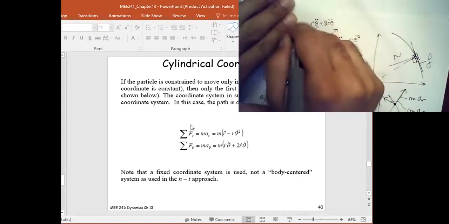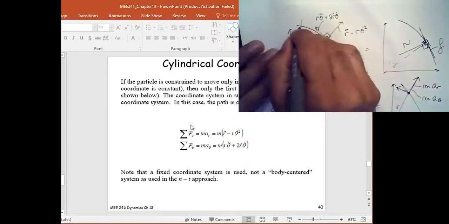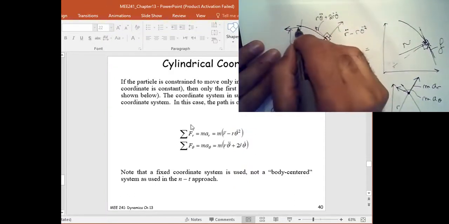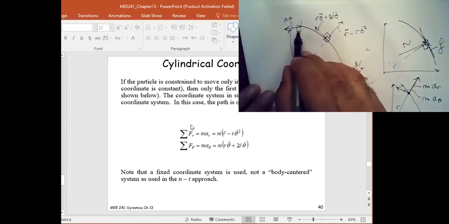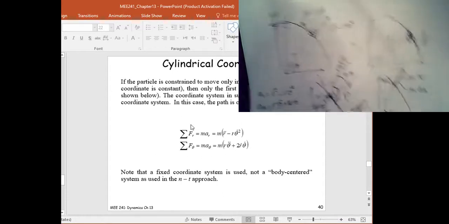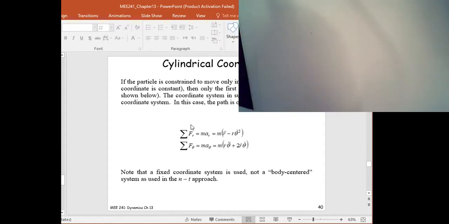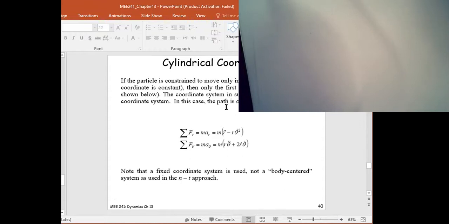If I was actually here, then this is going to be my radial, and this is going to be my transverse, a theta. It is always perpendicular to the radial line. It's not tangent to the path. Okay, good. So I think we can solve a problem now.